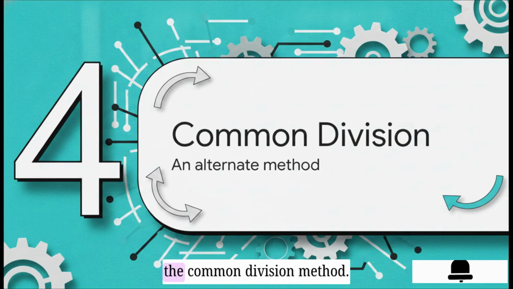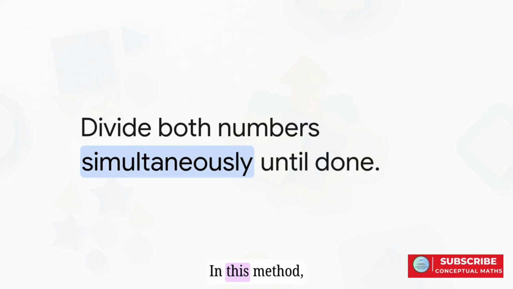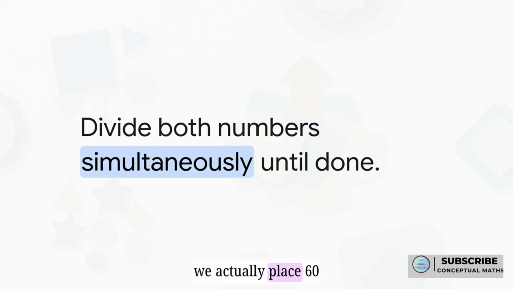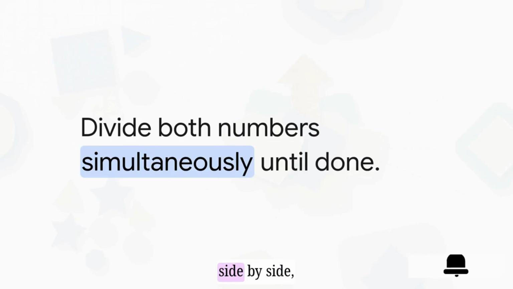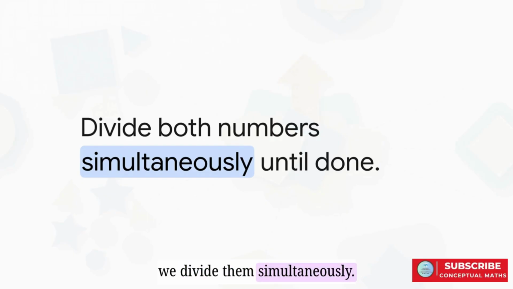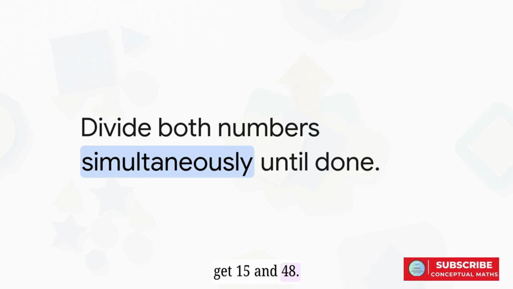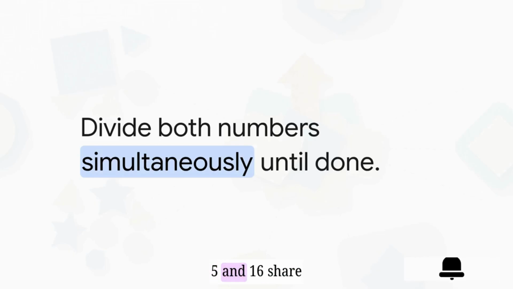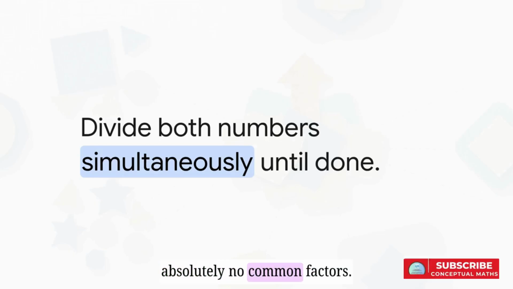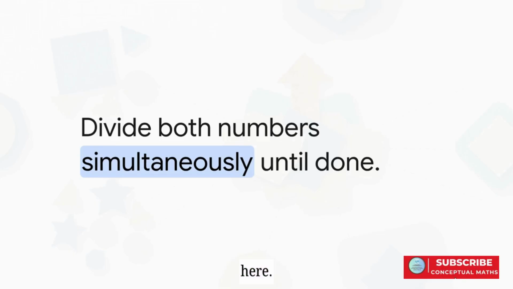But hey, what if you prefer a slightly different approach? Section 4, the common division method. In this method, instead of breaking the numbers down completely separately, we actually place 60 and 192 side by side, and we divide them simultaneously. So, we divide both by 2 to get 30 and 96. We divide them simultaneously by 2 again, to get 15 and 48. Then we divide them both by 3, which leaves us with 5 and 16. Now, at this point, 5 and 16 share absolutely no common factors, so we stop dividing right here.